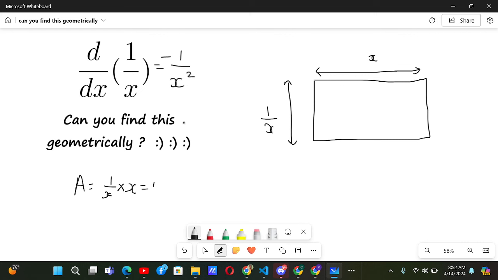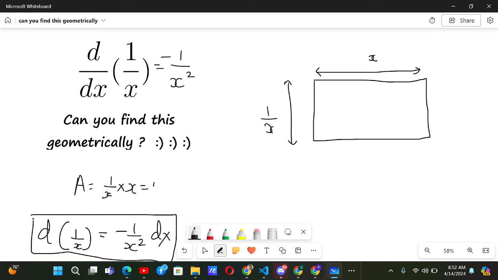So basically what we need to obtain is d of 1 by x is actually minus 1 by x square, and then this dx goes the other way, times dx. So what we want is basically the change in 1 by x will just be minus 1 by x square times the change in x. So we are interested in the change in x and the change in 1 by x.